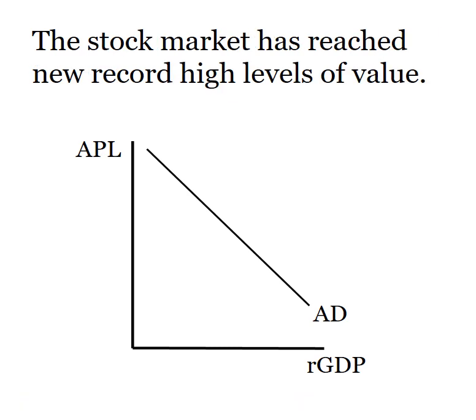Here's our last example. The stock market has reached new record high levels of value. So what is going to happen on our model? This is our wealth/income shifter. So when the value of your assets, when your wealth has increased, you have more freedom. You feel like you have more flexibility in order to spend more money. Your possessions, your assets have a higher value. Aggregate demand will shift to the right.